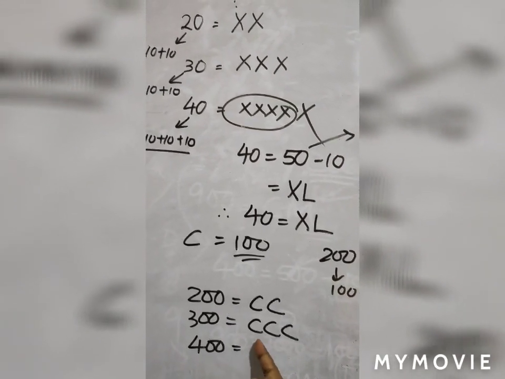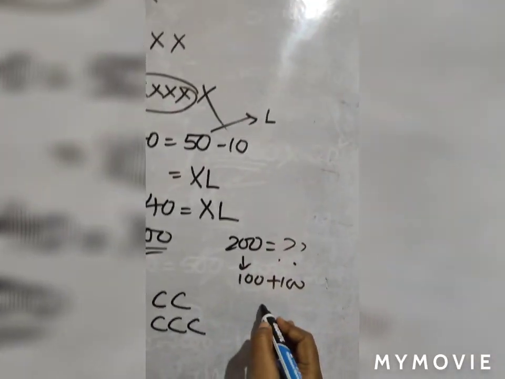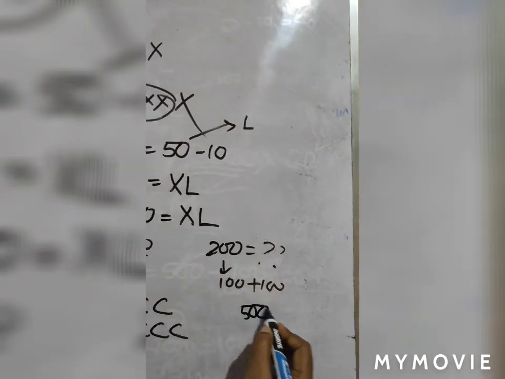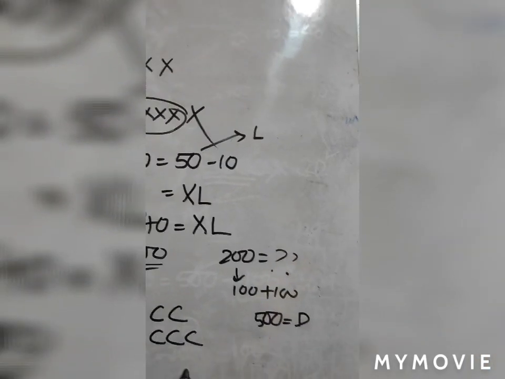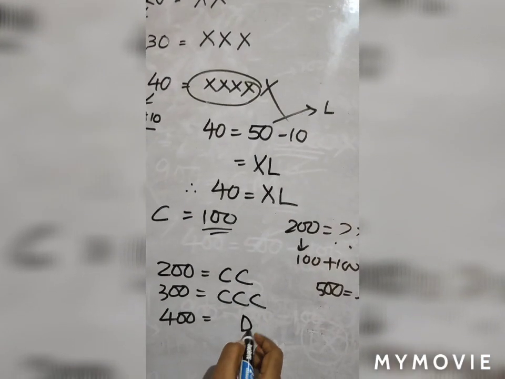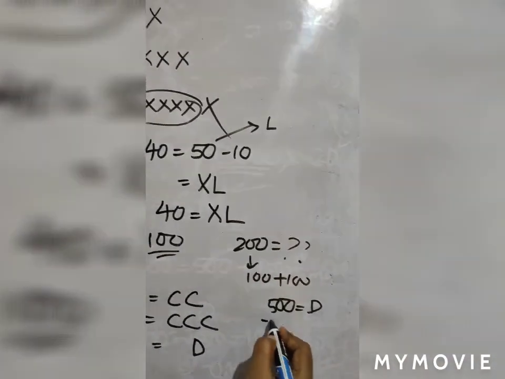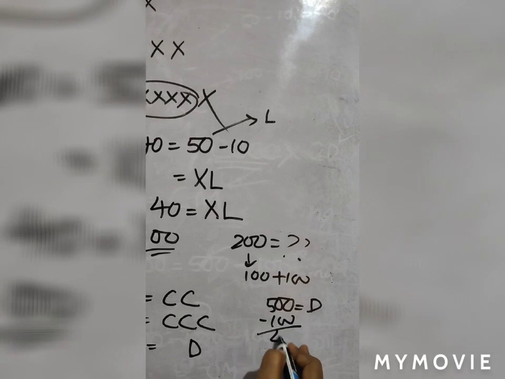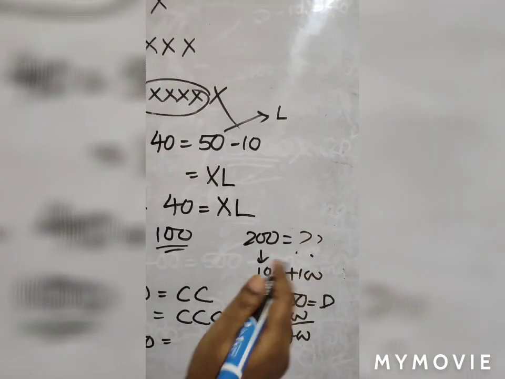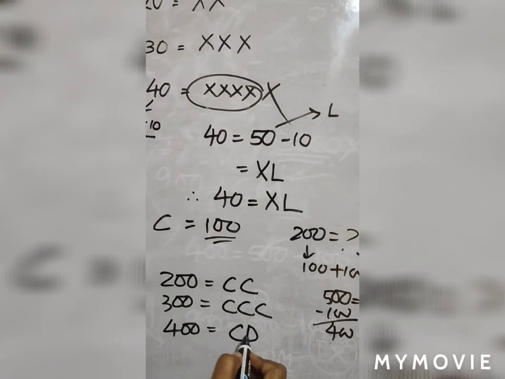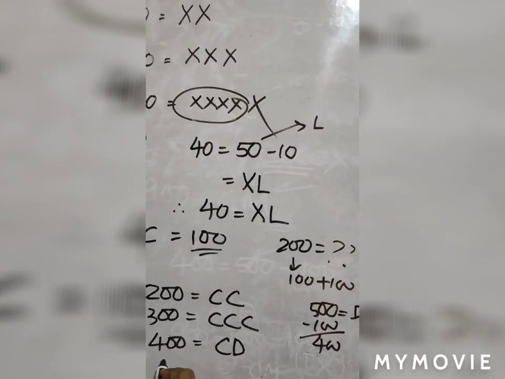Similarly, 400, can I write C, C, C, C? No. So to write 400, I will use subtraction. 500 we know is denoted by D, so I'll write D first. And then to get 400, I'll have to subtract 100 from 500. For subtraction of 100, that is 100 is denoted by C, I'll write it to the left of D. So that is how we write 400.